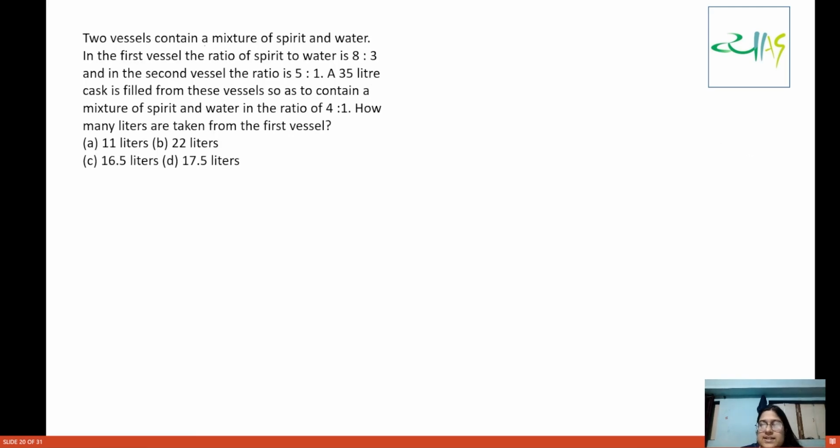Look at this question. It is saying two vessels contain a mixture of spirit and water. In the first vessel, the ratio of spirit to water is 8 is to 3. In the second vessel, the ratio is 5 is to 1. A 35-liter cask is filled from these vessels so as to contain a mixture of spirit and water in the ratio 4 is to 1. How many liters are taken from the first vessel?